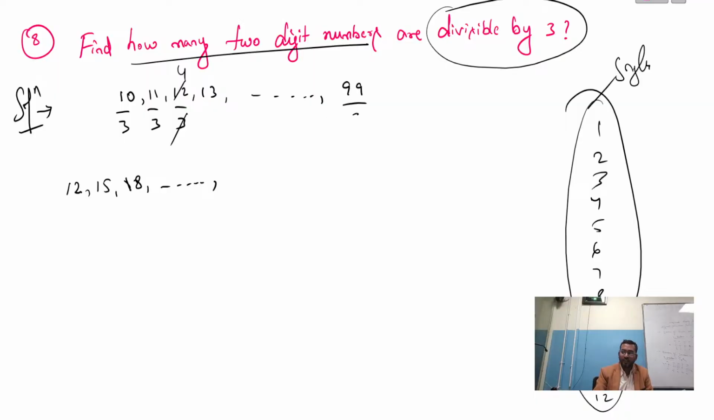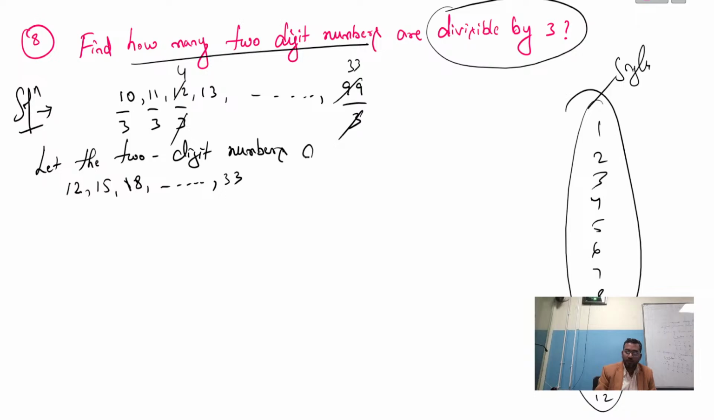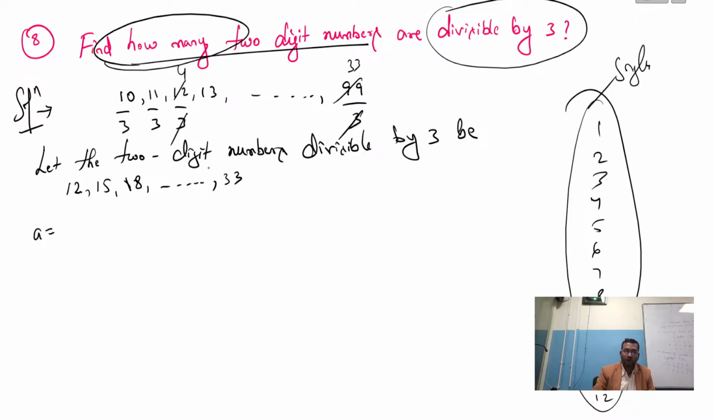The last number is 99. Is 99 divisible by 3? Yes, of course. 3 times 33. Now we know these are the two-digit numbers which are divisible by 3. Now let me write the statement. Let the two-digit numbers divisible by 3 be 12, 15, 18, till 99. How many? Can you see this question?